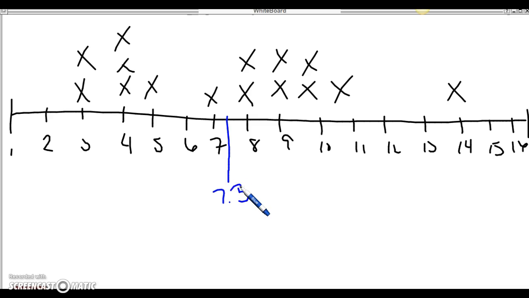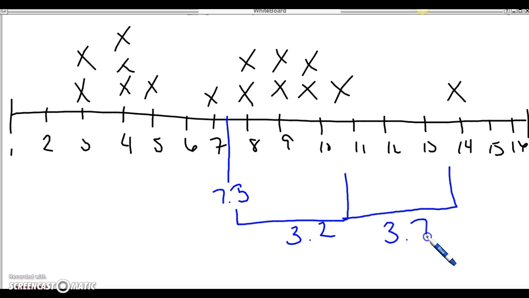So let's subtract first. No, let's add first. If I add my standard deviation of 3.2, the first one comes to about 10.5, so that's 3.2 I added. Notice that all my data still hasn't fallen within that. So I'm going to add 3.2 again, and this time I'm at 13.7, which is still not enough, so I need to add one more time, and that gives me 16.9, which is off my chart. So for this one, I know I need to go at least 3 standard deviations.